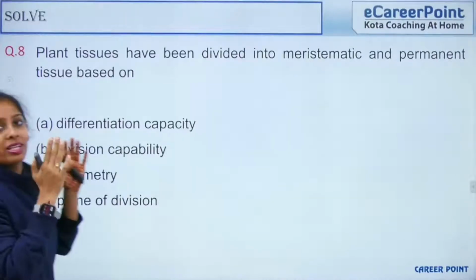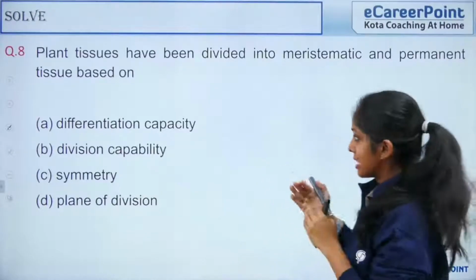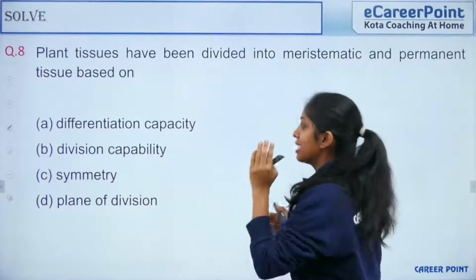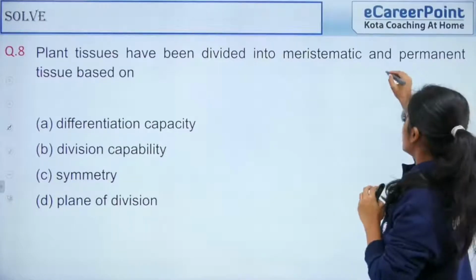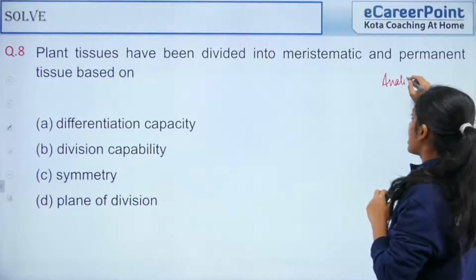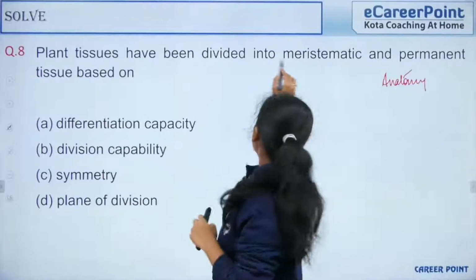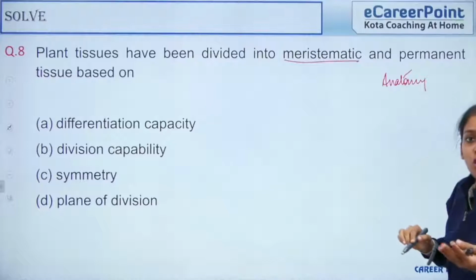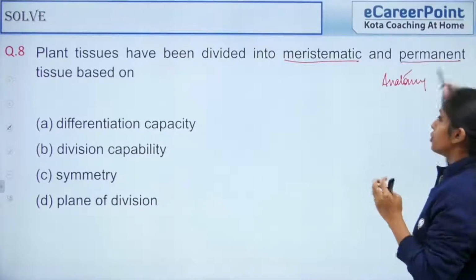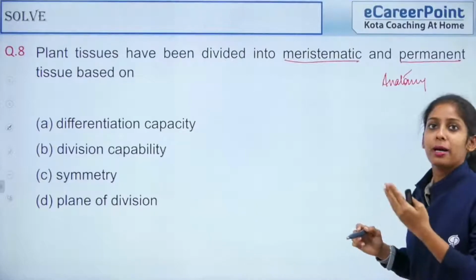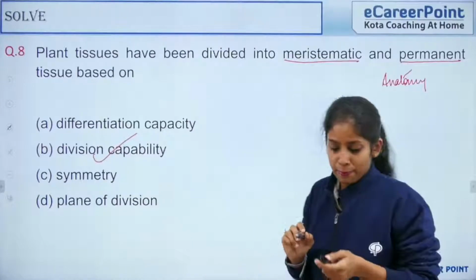Plant tissues have been divided into meristematic and permanent tissues on what basis? Differentiation capacity, division capability, symmetry, and plane of division. This comes from the chapter Anatomy, where we talk about the tissue system. Meristematic tissues are capable of continuous division, that is, they can divide continuously. Permanent tissues differentiate to take up a permanent function. So they are classified based on division capability.